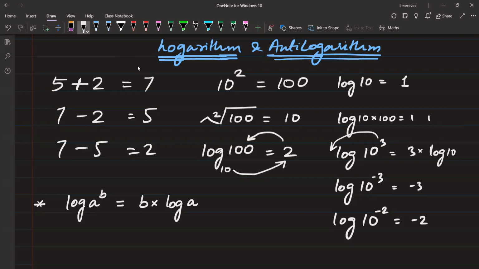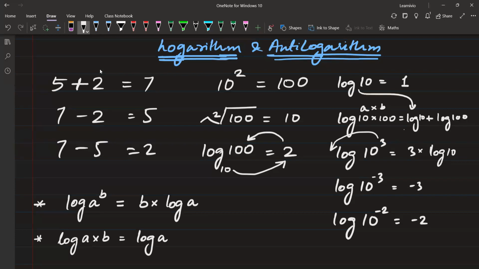ठीक है. अच्छा, 1 + 2 था ना, ध्यान सुनिएगा. Instead of 1 can I write log 10? Tell me. Yes, sir. You can write log 10. अच्छा. Instead of 2 can I write log 100? Yes, sir. log 10 plus log 100 हो जाएगा. So you can see that log a into b is equal to log a plus log b. Can you see that? Yes, sir.